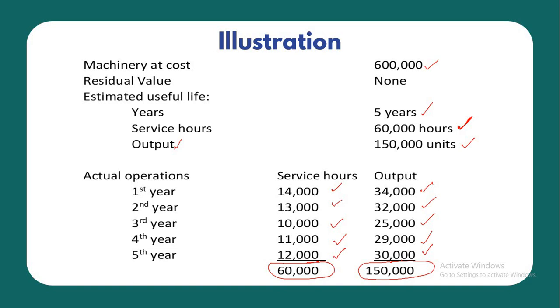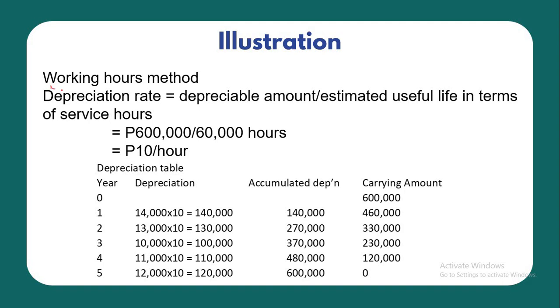First, we need to get the depreciation rate. So, if we use the working hours method, the depreciation rate is equal to the depreciable amount divided by the estimated useful life in terms of service hours, or the maximum service hours. Now, that would be the depreciable amount, since we don't have residual value, 600,000 divided by the maximum service hours of the machinery, 60,000 hours. Therefore, the depreciation rate is 10 pesos per hour. Again, for every 1 hour nga nagamit niya, it will constitute 10 pesos nga depreciation.